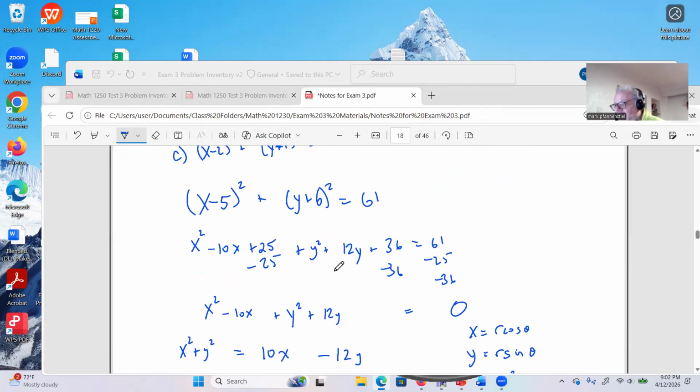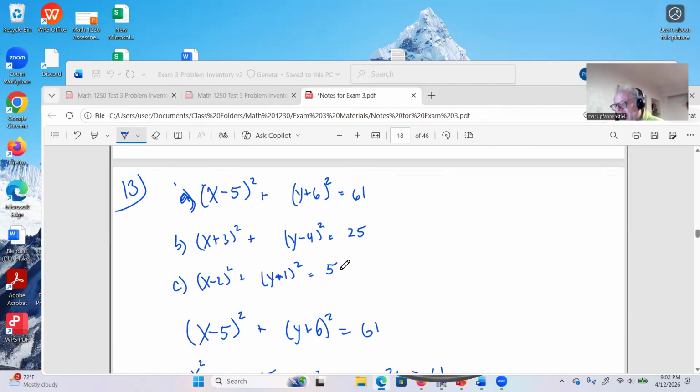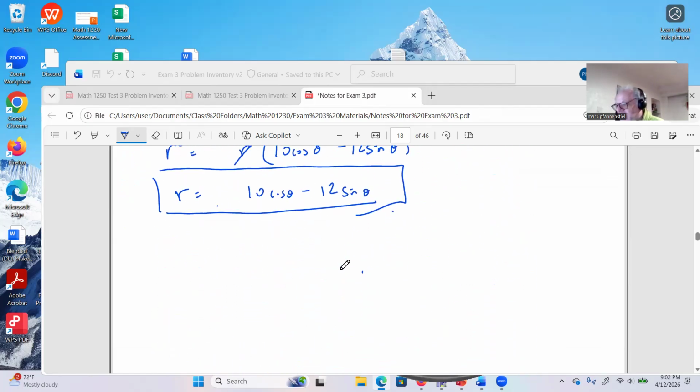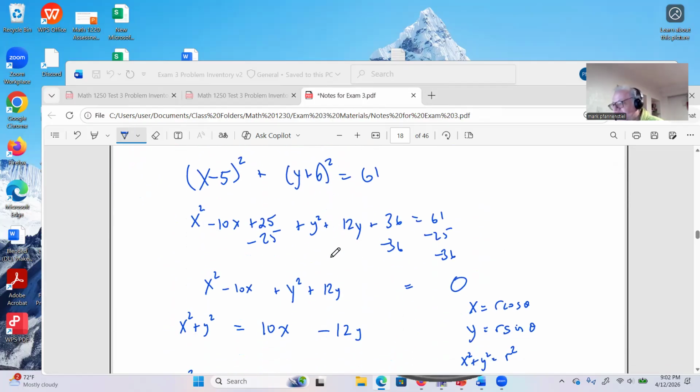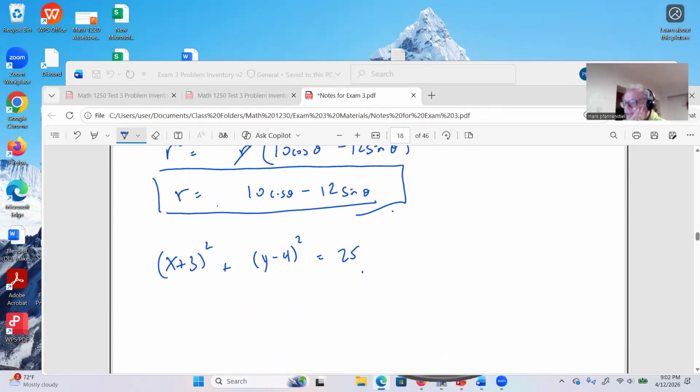Let's see what we have next. We have (x + 3)² + (y − 4)², and I believe it is equal to 25. Let's double check. Indeed it is. So let's multiply these out. We have x² + 6x + 9 + y² − 8y + 16 = 25.